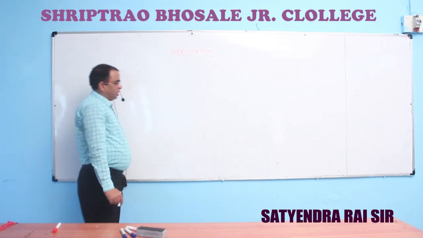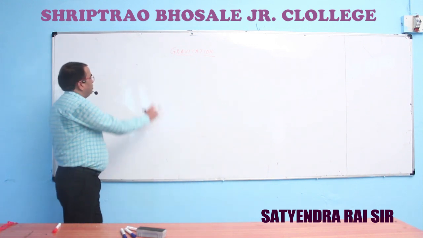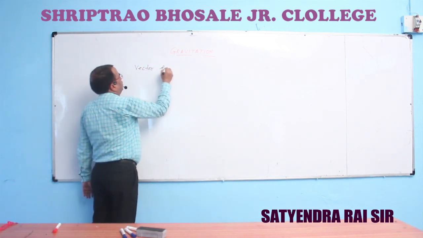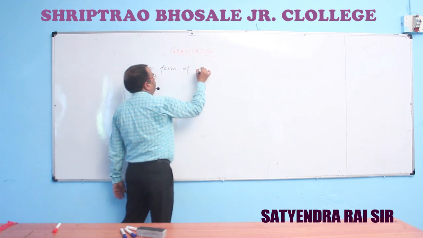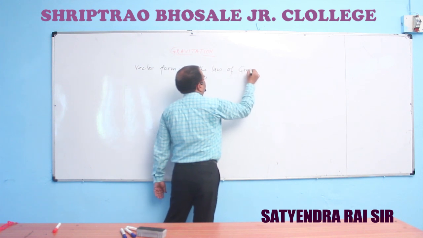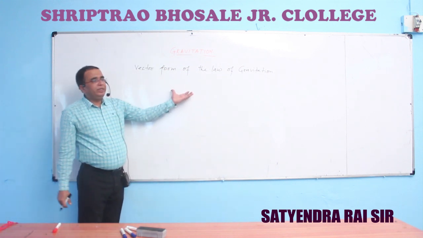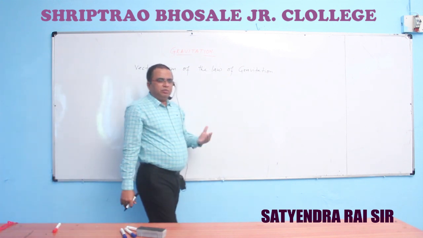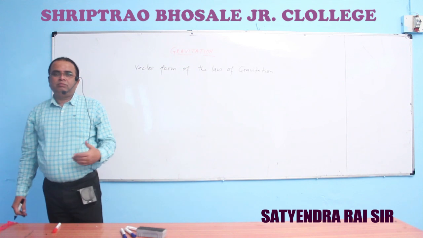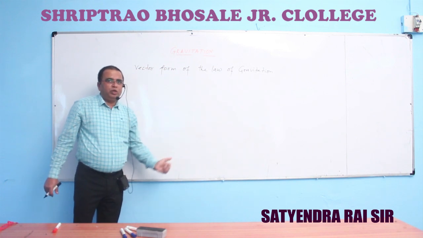So, as we have started the chapter Gravitation from the last lecture, in today's lecture we will learn the vector form of the law of gravitation. You may ask, what is the need of this exactly? Since gravitational attraction is a force, and force itself is a vector quantity, we must have a vector form of the law.